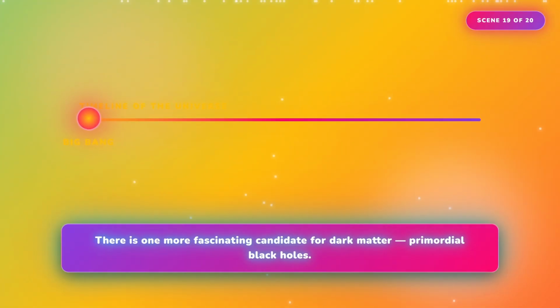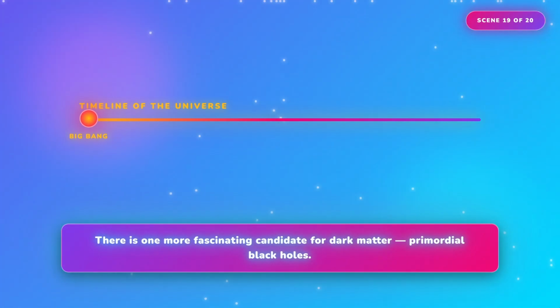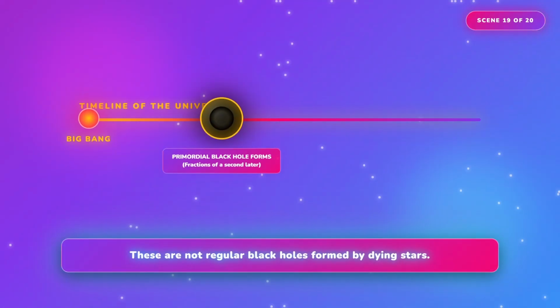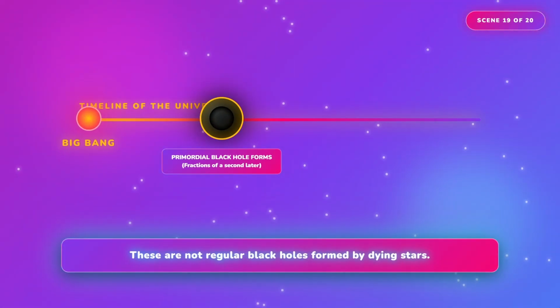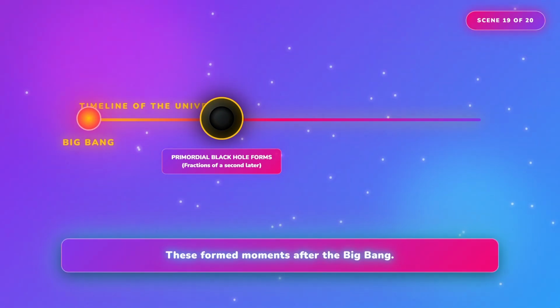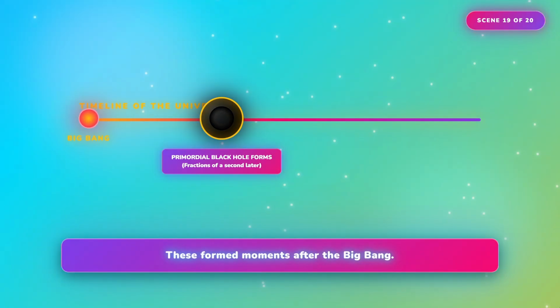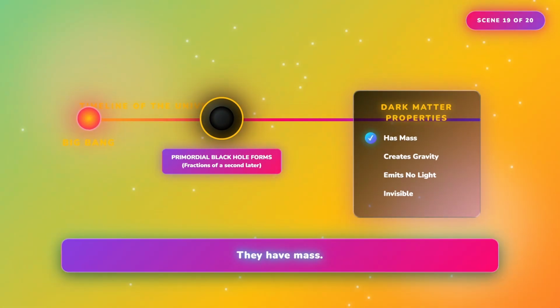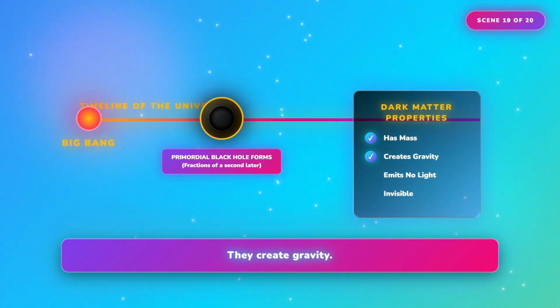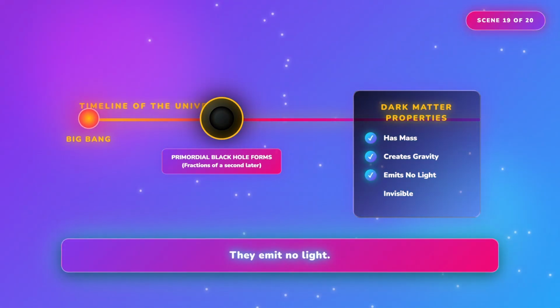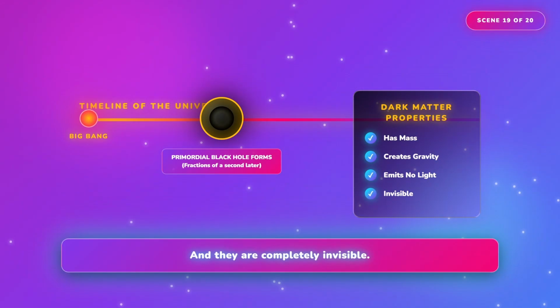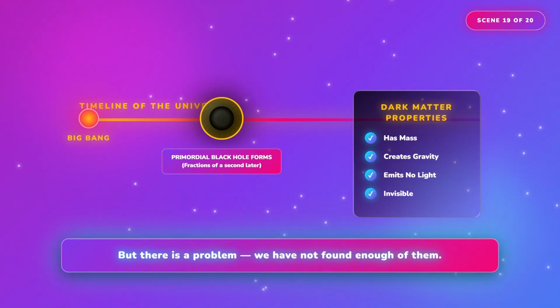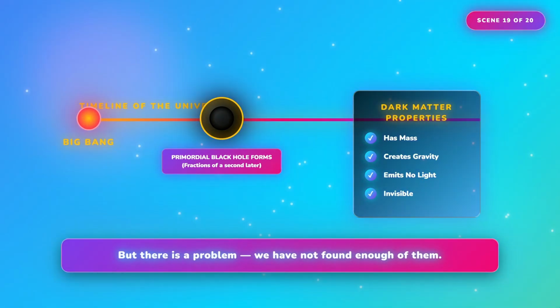There is one more fascinating candidate for dark matter: primordial black holes. These are not regular black holes formed by dying stars. These formed moments after the Big Bang. They have all the properties we need for dark matter. They have mass. They create gravity. They emit no light. And they are completely invisible. But there is a problem: we have not found enough of them.